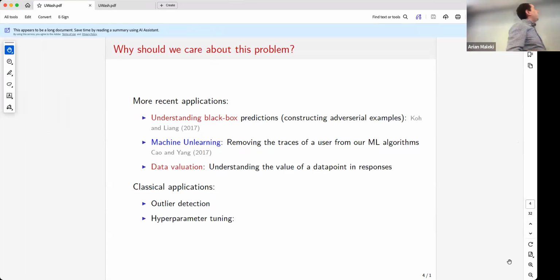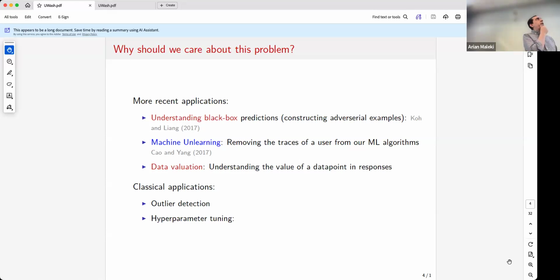Some of these applications are more recent, and some of them are classical ones. The classical applications are like outlier detection, where we use this technique, or hyperparameter tuning. I'm going to mention a little bit more about hyperparameter tuning later, but there's a bunch of other applications that are new. For example, one of the applications that I'm going to mention a bit more towards the end of the talk is machine unlearning.